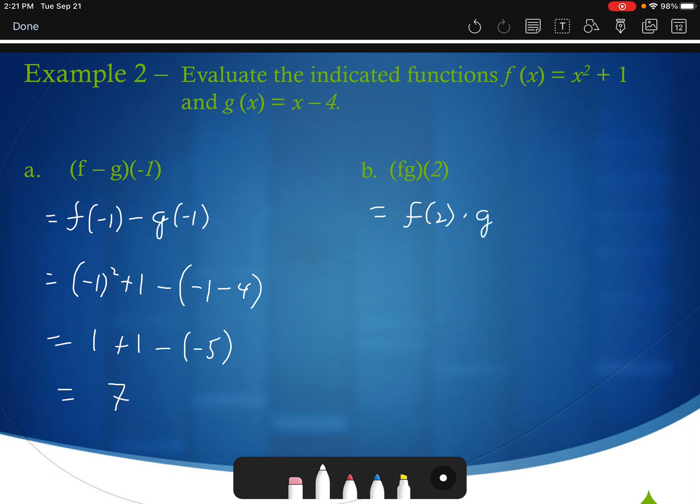Okay, here's a product, f of 2 times g of 2. So we're going to have 2 squared plus 1 times 2 minus 4. So that's 5 times negative 2. So we end up with negative 10.